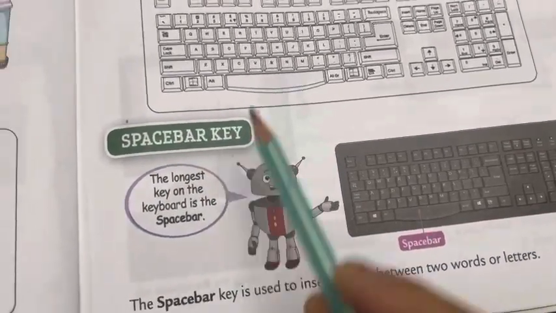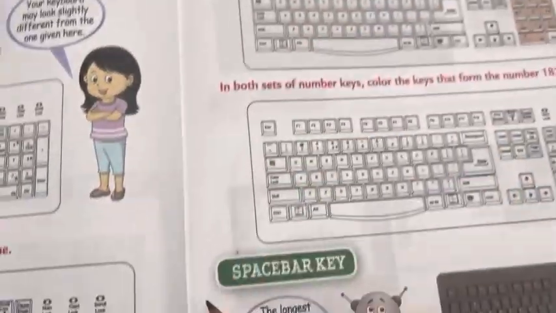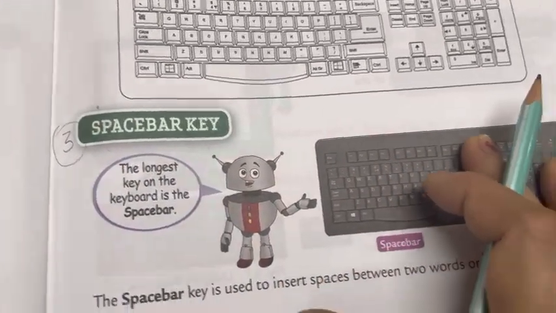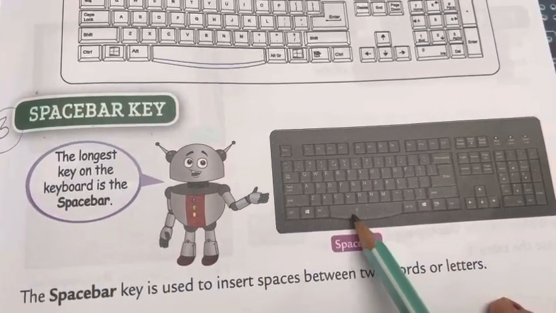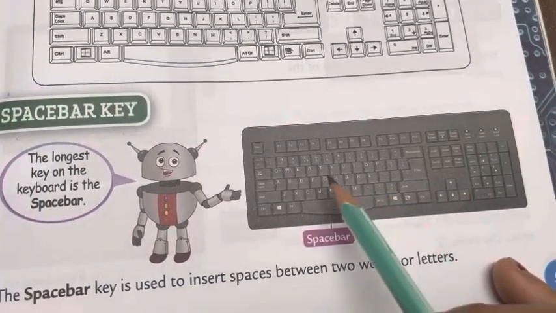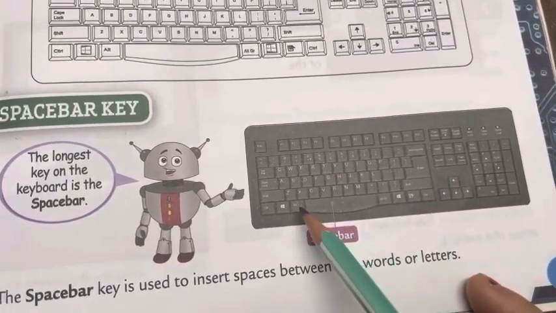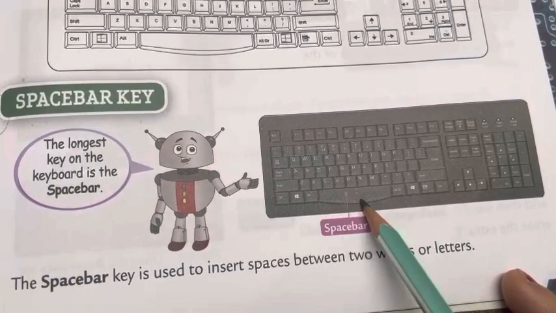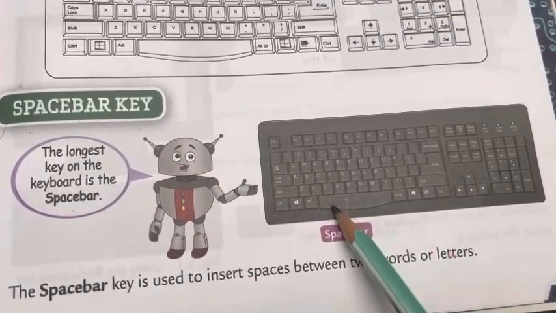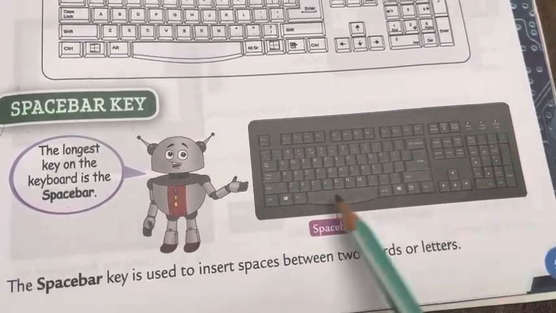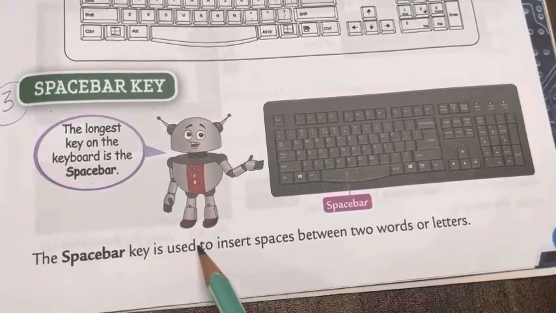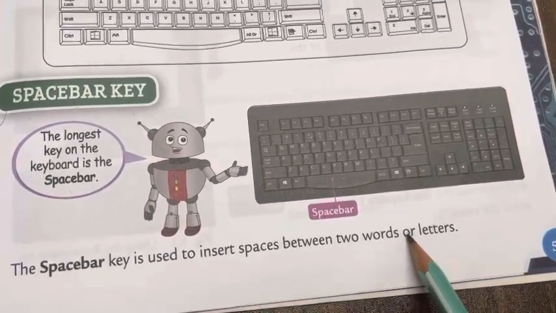Space bar. This is the third one, the space bar key. Now look at this picture. This is a space bar key. It is a long bar that is present at the end of the keyboard, right? The longest key on the keyboard is the space bar. This is the longest key present on the keyboard, and this is known as the space bar key. The space bar key is used to insert space between two words or letters.